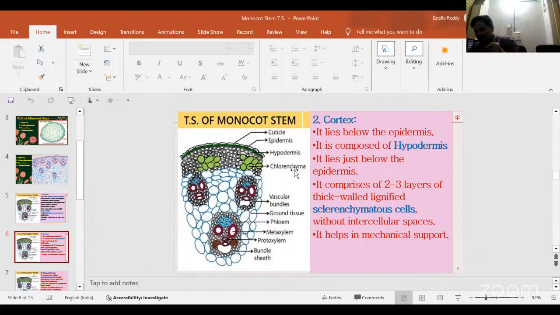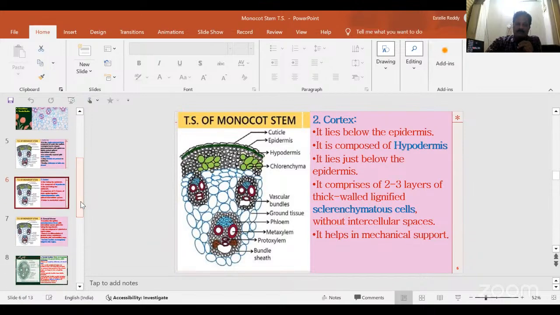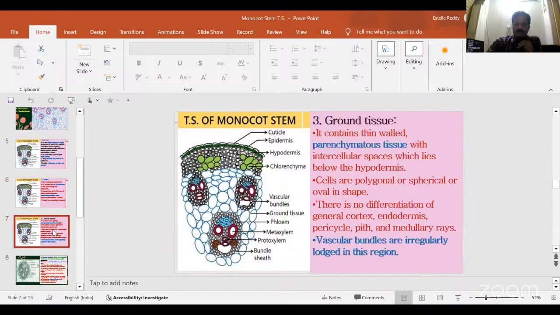It is rare. In some of the monocot stems, you can find chlorenchyma patches in the hypodermis. It helps in photosynthesis. And the main role of the hypodermis is that it provides mechanical support. Next one, ground tissue. This is the third part of monocot stem.